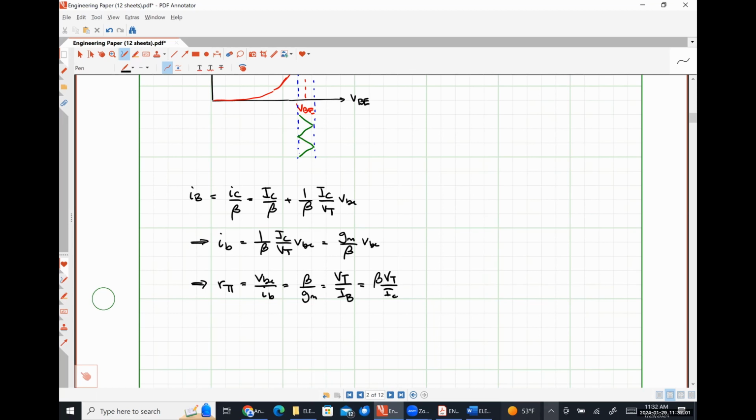If we have our transconductance, we can use this guy. If we have our base current, we can use this guy. If we have our collector current, we can use this guy. They all represent literally the exact same thing.